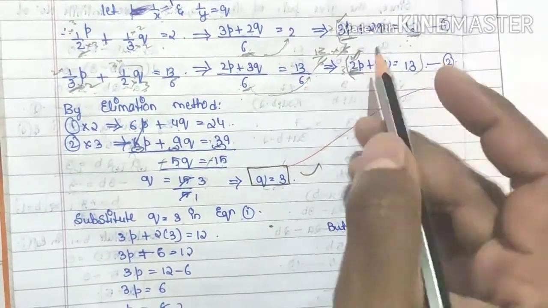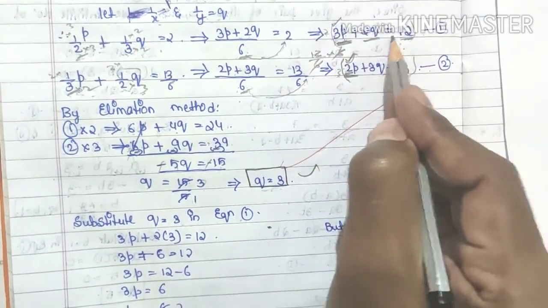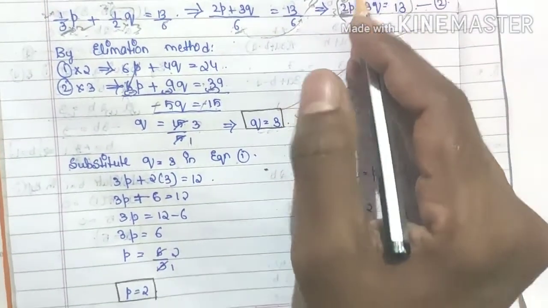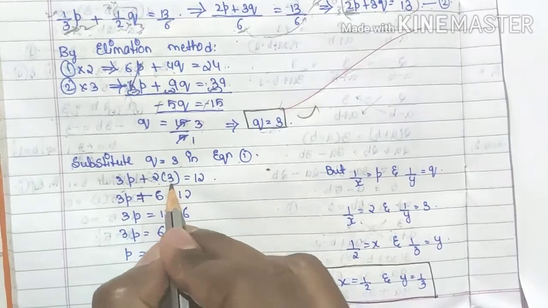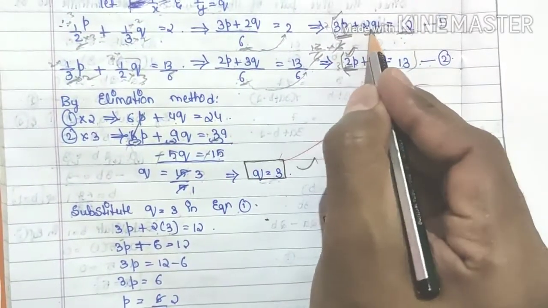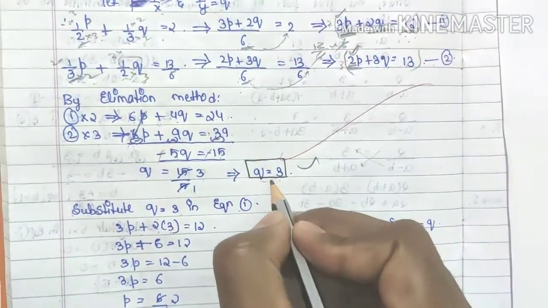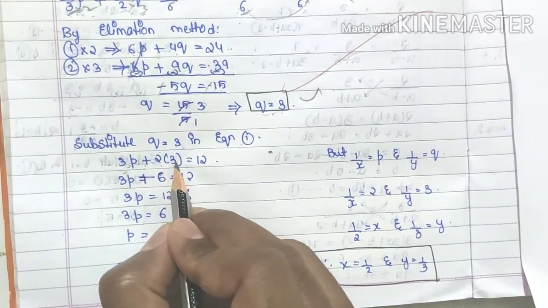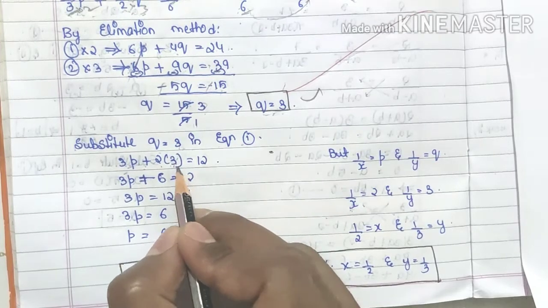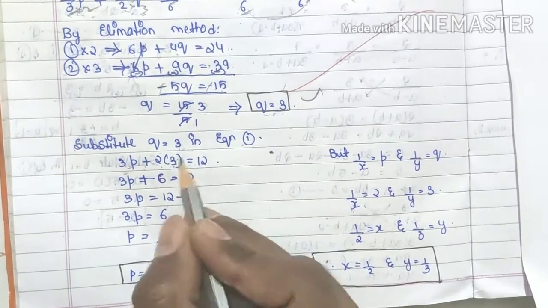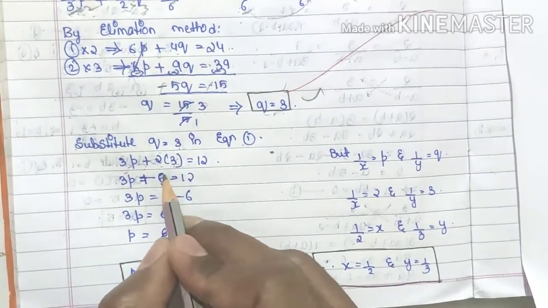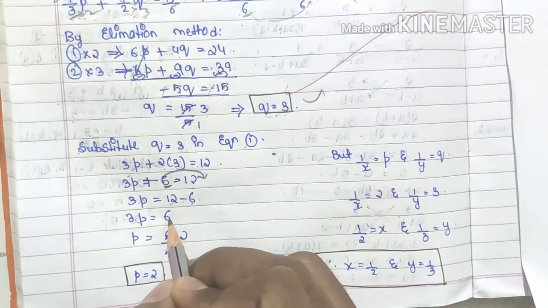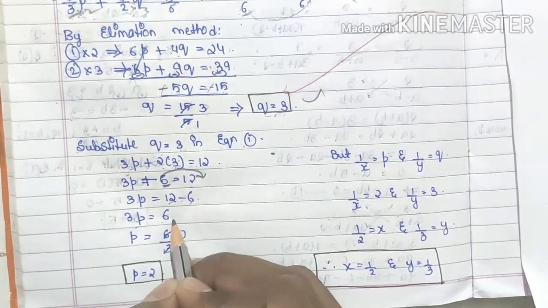What is equation 1? You observe here, 3p plus 2q equal to 12. In this, wherever q is there, put 3 there. So it will become 3p plus 2 into q equal to 12. The q value is 3, so 3p plus 2 into 3 is equal to 12. 2 into 3 will be 6 only. This plus 6 is transposed to this side. 12 minus 6 is positive 6 only. So 3p equal to 6.